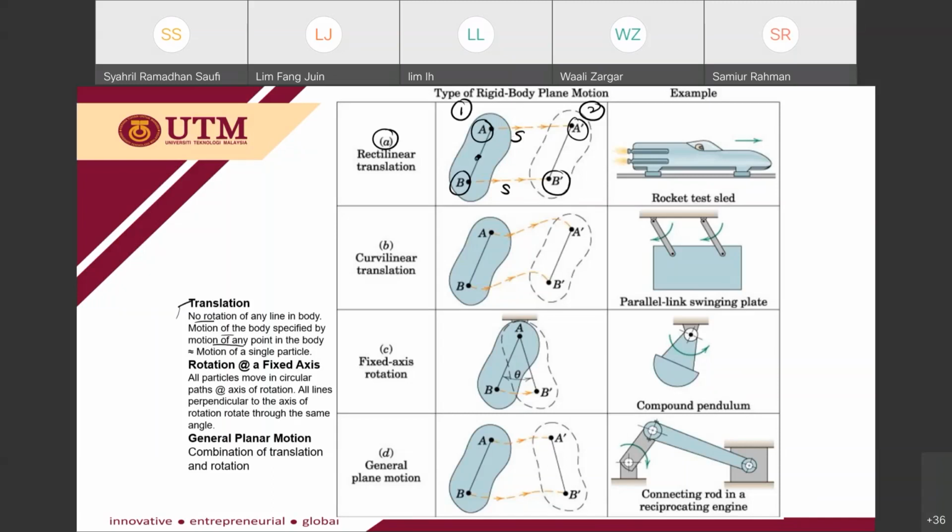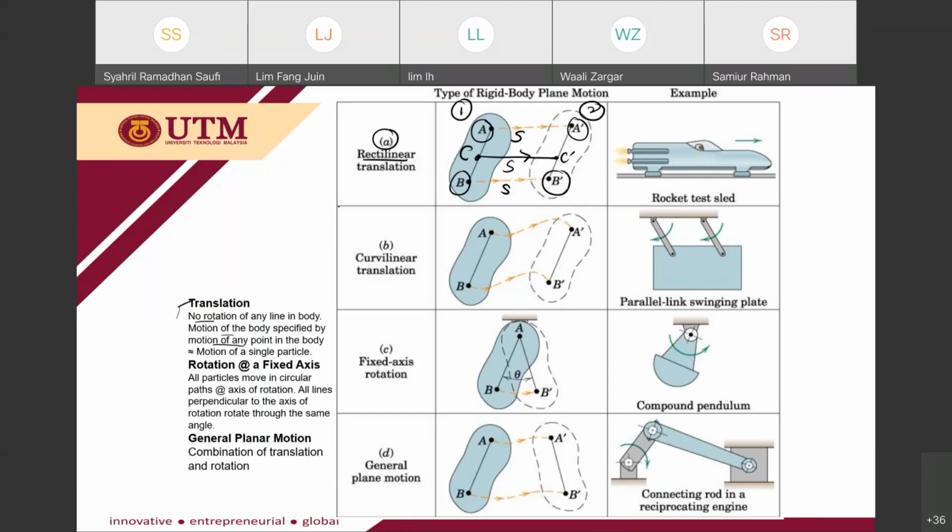If you have a point C here, point C to C prime, the path is on a straight line, and the distance covered from C to C prime is the same as A to A prime and B to B prime. If you have this kind of system, then we call it a rectilinear translation. An example of a real world application is a rocket on the test rig, because it moves in a straight, or rectilinear, translation.